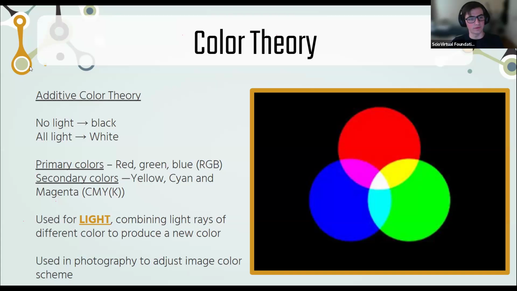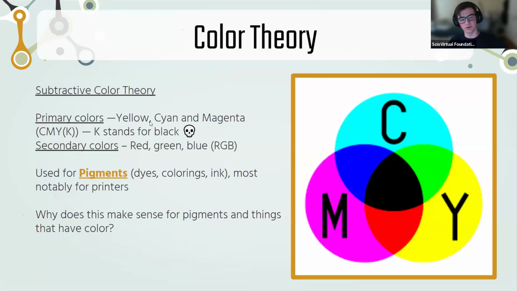The other fundamental color theory model is the subtractive color theory. And this one is used very widely for printing. You'll see that the colors of ink from your printer are not red, green, and blue. They're cyan, magenta, and yellow. And then you'll have black, which is a combination of the three.